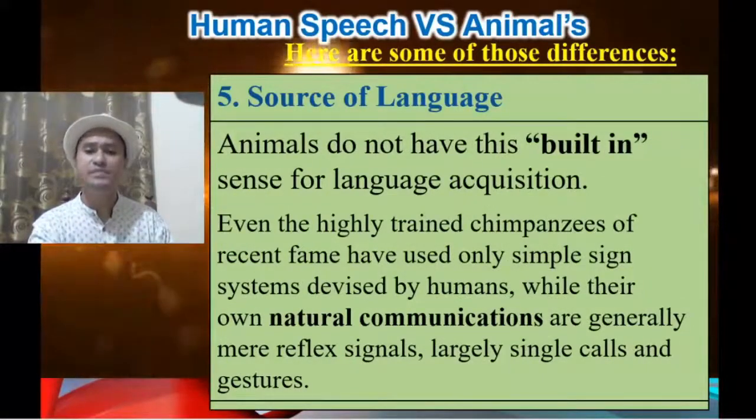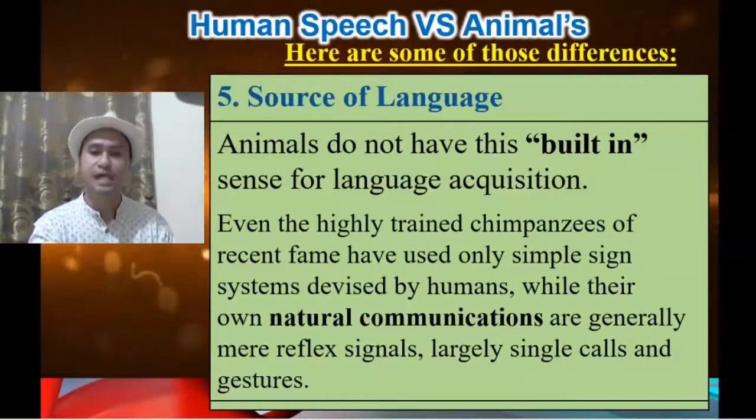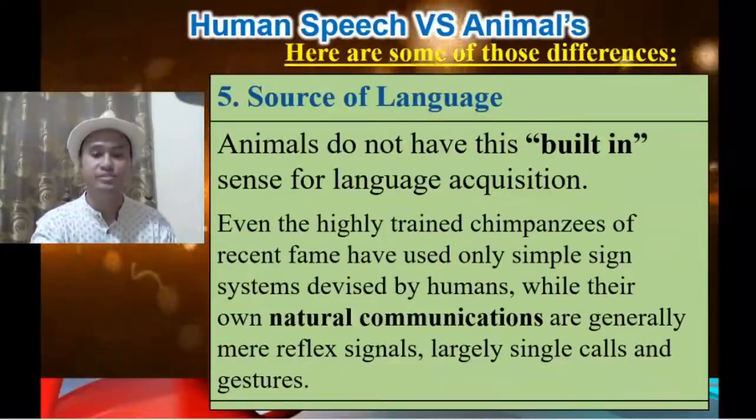Animals do not have this built-in sense for language acquisition. Even the highly trained chimpanzees of recent fame have used only simple sign systems devised by humans, while their own natural communications are generally mere reflex signals, largely single calls and gestures.